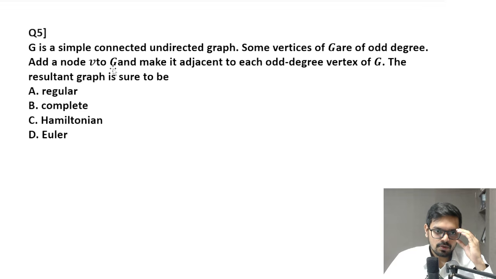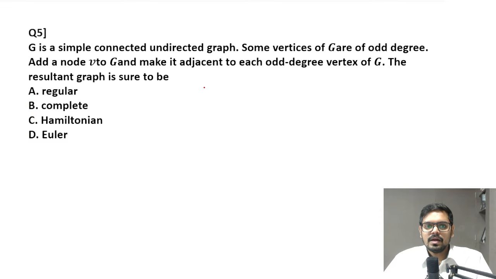Try the next question, question number 5. G is a simple connected, undirected graph. Some vertices of G are of odd degree. Add a node V to G, and make it adjacent to each odd degree vertex of G. Then the resultant graph is sure to be what? Pause the video, try, then look at my solution.